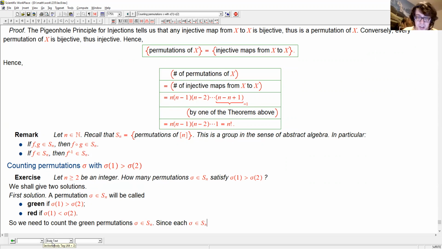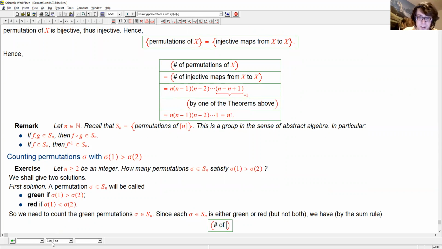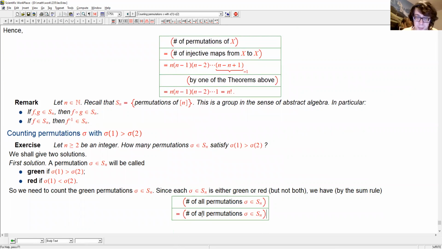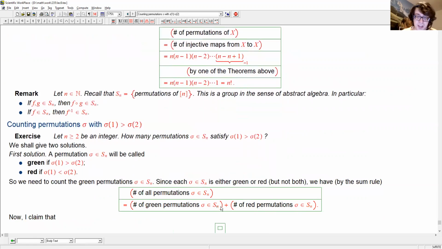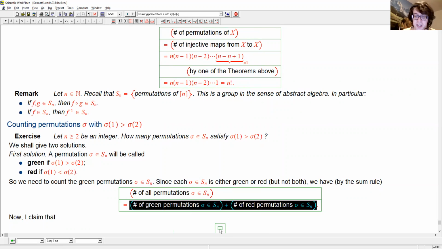Since each permutation is either green or red, but not both, we have, by the sum rule, the number of all permutations in Sn equals the number of green permutations plus the number of red permutations. Now, I will not solve this for the number of green permutations, because counting the red ones is just as difficult as counting the green ones. We won't gain anything by solving this equation for one of them. However, I will do something else. I will claim that these two addends are equal, whatever they are.